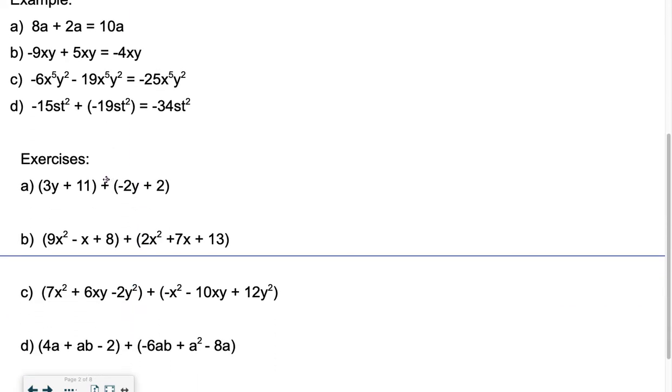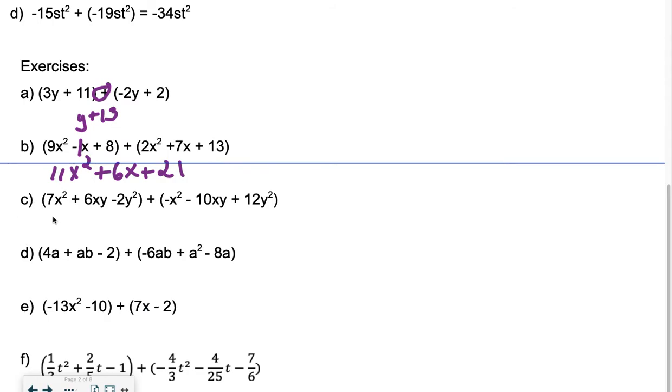Again, you have to be mindful of what the operation is. So this is addition. The 3y and the 2y combine to 5y. The 11 plus 2 combines to 13. These are unlike terms, so they don't get combined. 9x squared and 2x squared is 11x squared. -1x plus 7x is going to be 6x. So we just keep the variable and add the coefficients. 8 and 13 is 21. 7x squared minus 1x squared is 6x squared.